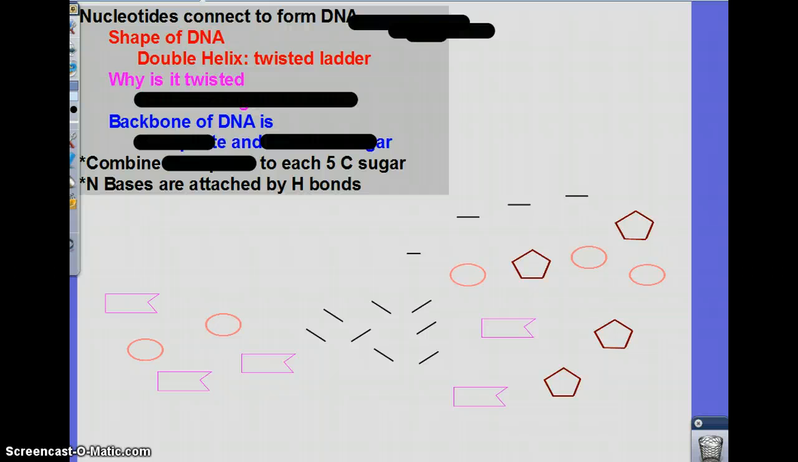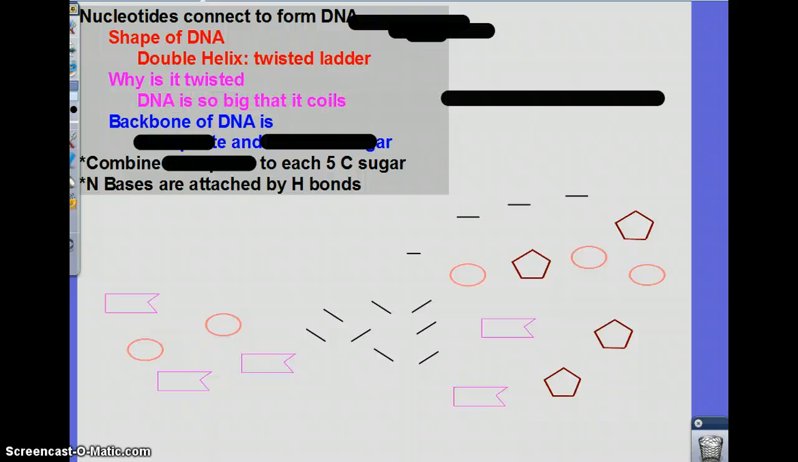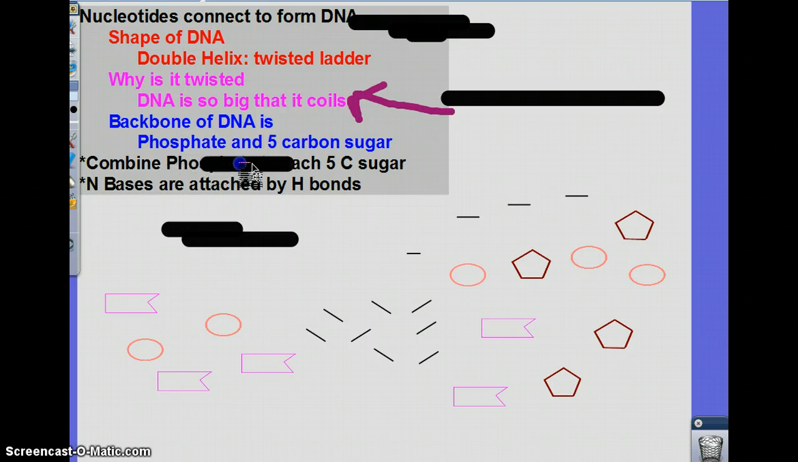I don't know if it's for the twist, but to keep it together. It's so big and it doesn't fit inside the nucleus, so it coils in order to accommodate itself inside the nucleus. Now, when we reference the backbone or the stem of the ladder, what is the backbone of DNA? The phosphate and sugar. Good. Phosphate always combines with a sugar, so when you have to draw your DNA molecule, you have to keep that in mind.